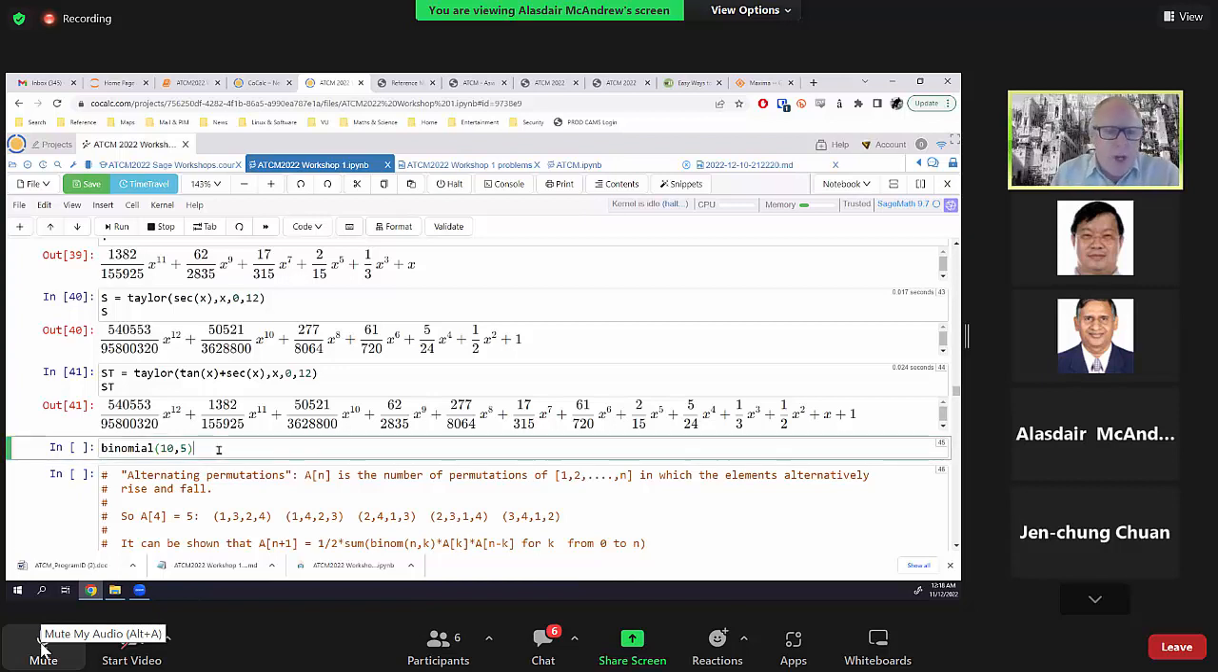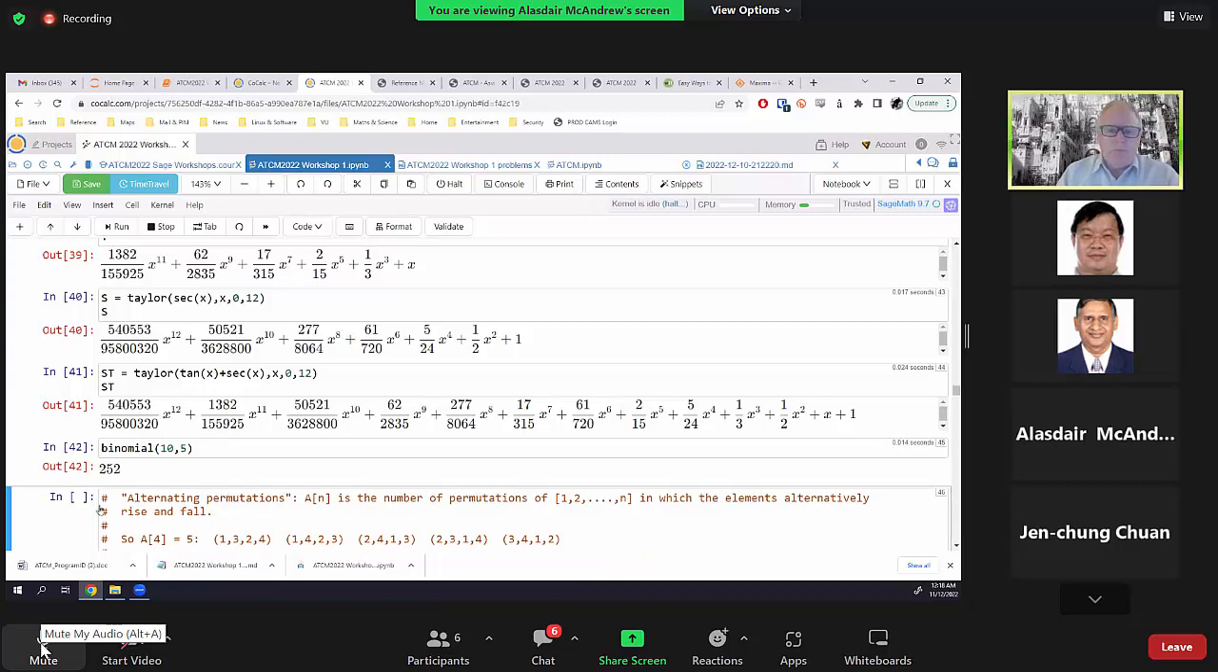And for some reason, I don't know why I put this here. I've got a binomial coefficient. It does all the binomial numbers. I don't quite know why that's sitting there. Maybe it's left there from a previous or older version of this worksheet.